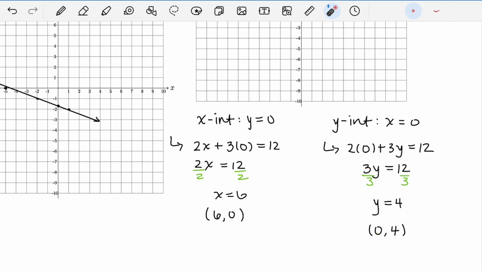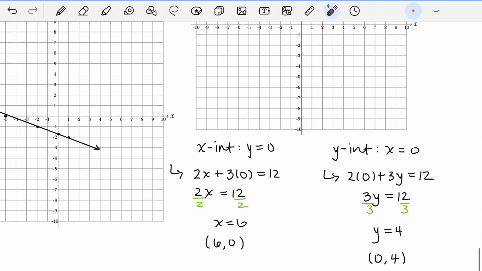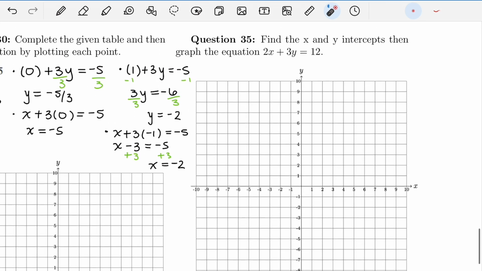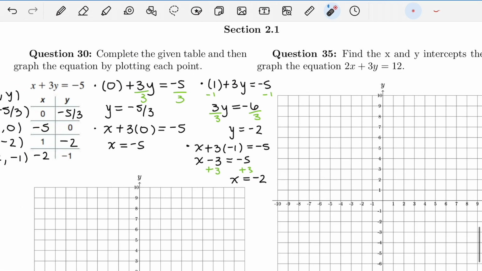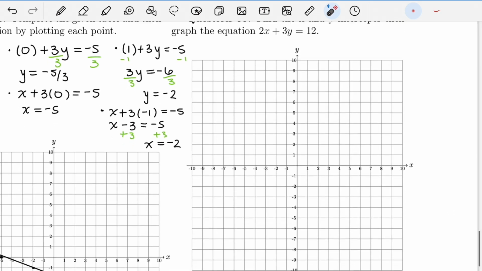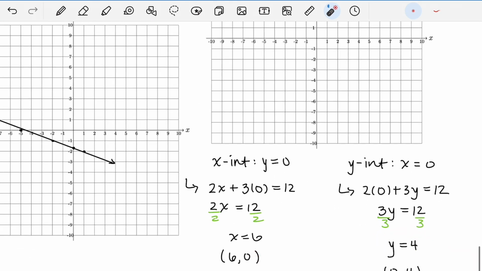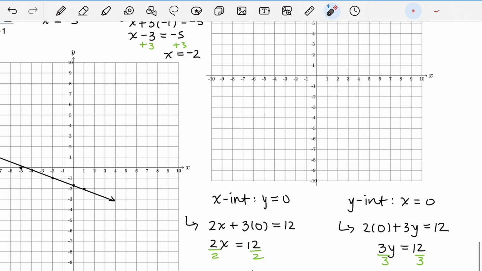Now, when we are graphing an equation, we really only need 2 points to plot. What we could do to graph this, guys, is plug in another point or create a table like we did in the last example to get a more accurate line. But in this case, we're just going to plot these 2 points, the x and y intercepts.